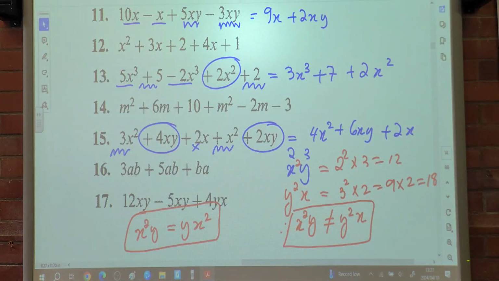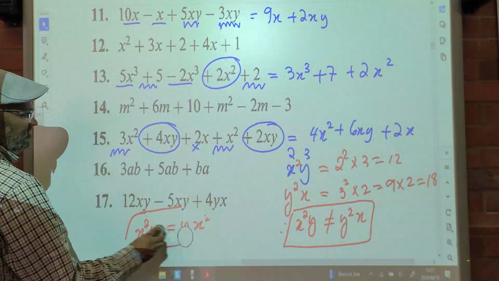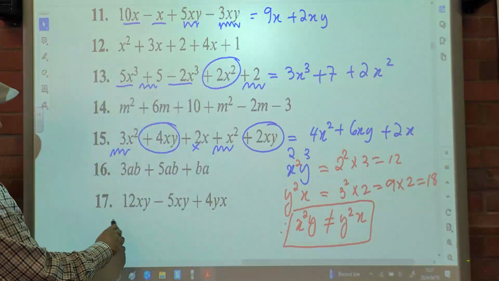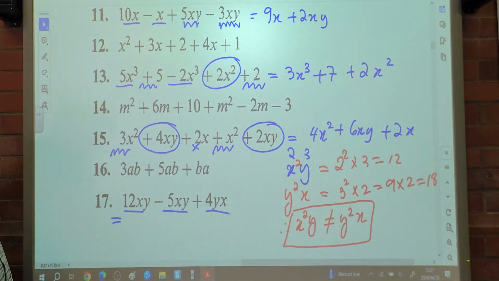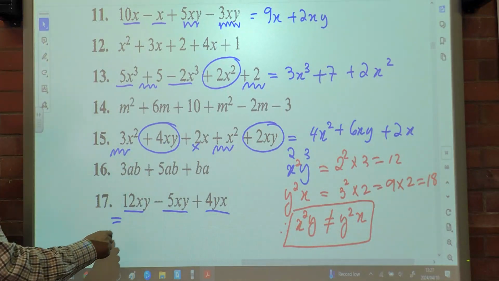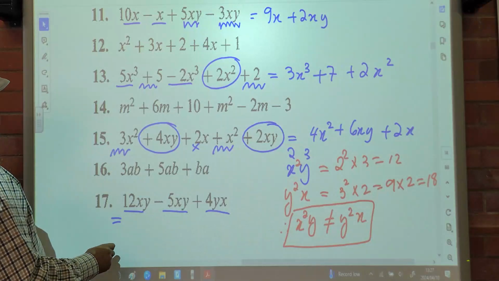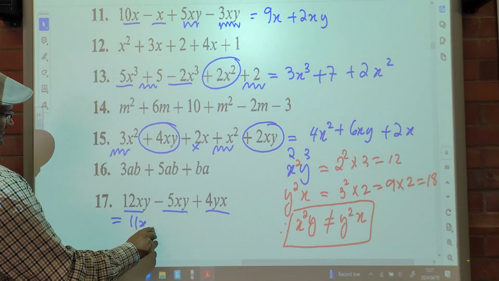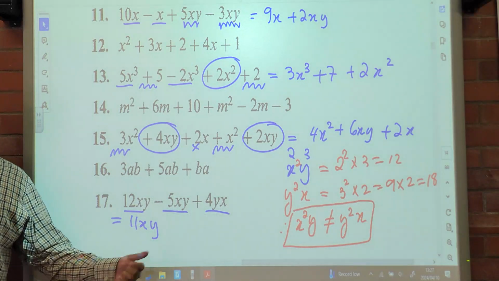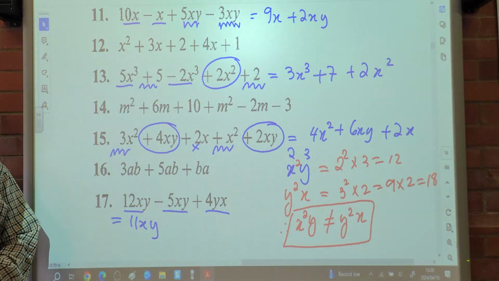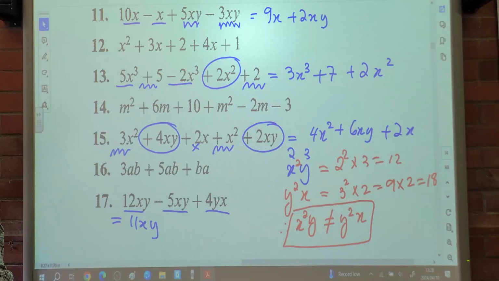Yes, Michael? So sir, does that mean for number 17, they're all like terms? There we go, they are all like terms. Okay. So let's do number 17 quickly. So they're all like terms. So what's 12xy minus 5xy? 7xy. 7xy plus 4yx? 11xy. And why do you think I didn't write it yx? Because we want it in alphabetical order.